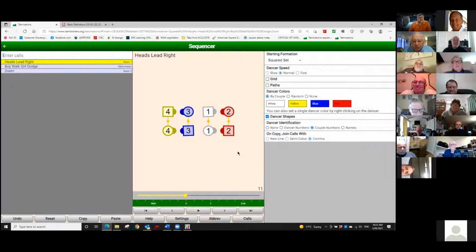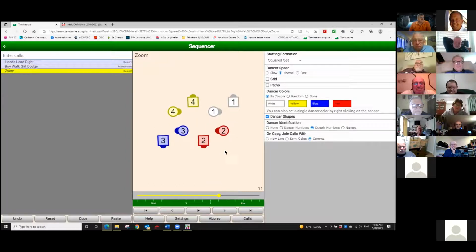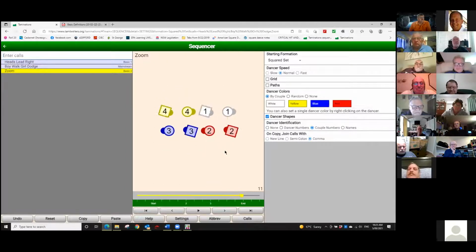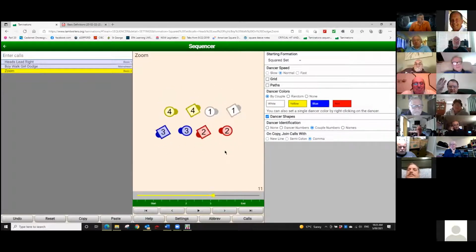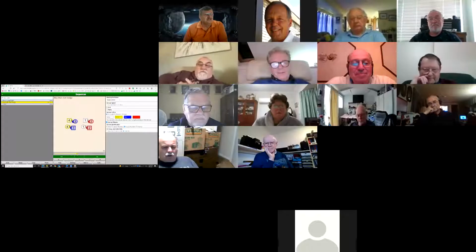This was the figure that was just said, which was lead to the right. Okay, if we do a boy walk, girl dodge, followed by a zoom. That's okay. Now, what do you think about this action for the ladies? Not good. Okay, so we've got sideways, forward.